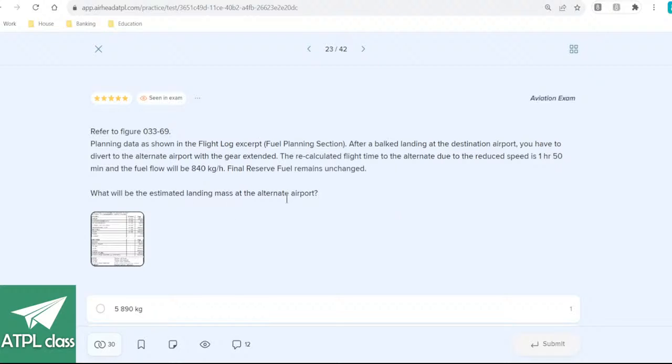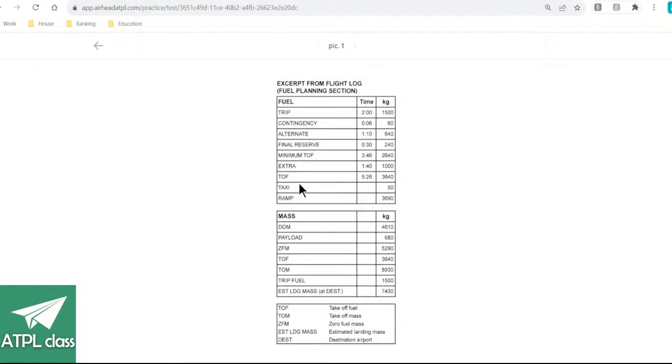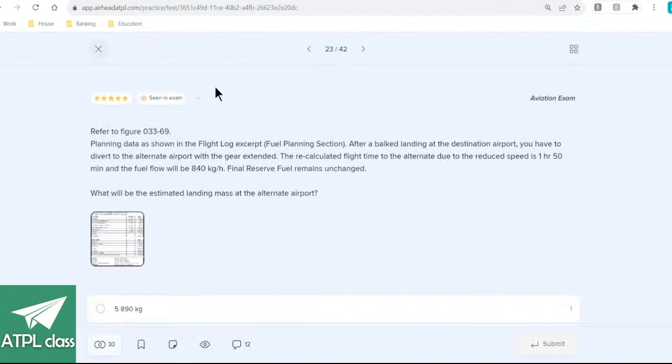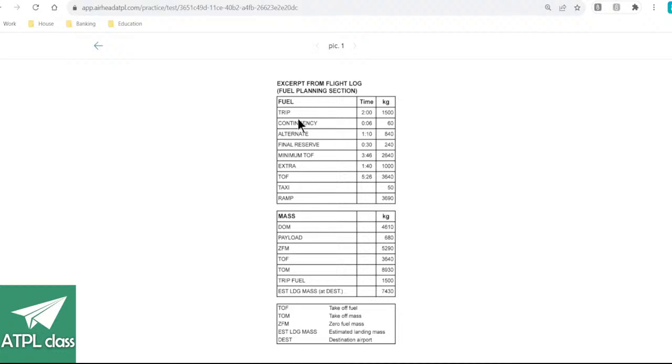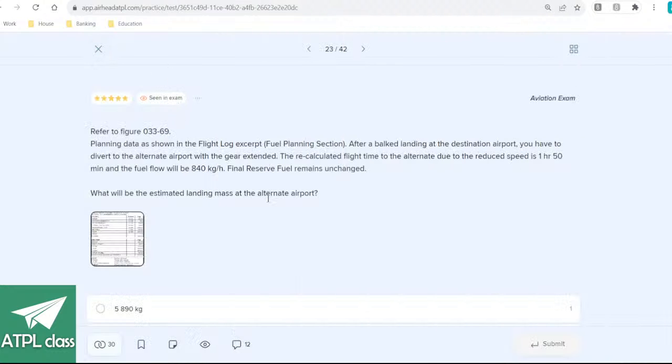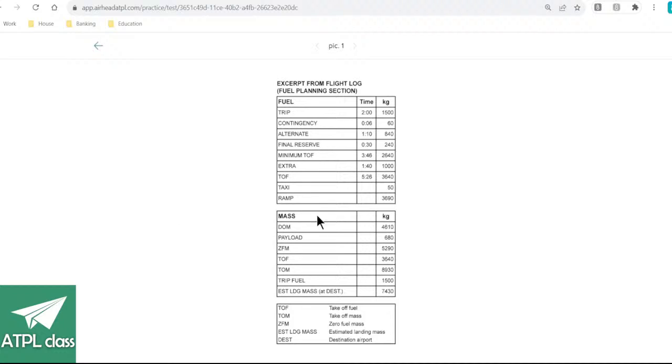What will the estimated landing mass be at the alternate? Okay, so we're going to have an additional. Trip, contingency, ramp, driver mass. Alright, so we've got to say what fuel we would have burnt. Takeoff fuel was 36,040. Yes. And our takeoff mass was this. So we take that off and find out our fuel at destination.